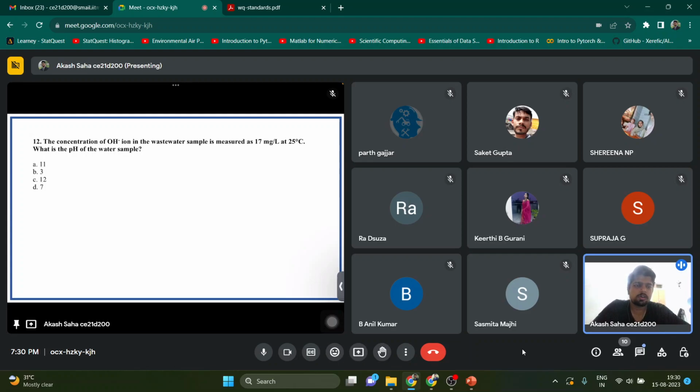So what is the formula for pH? Can anyone tell me what is the formula for pH? I would appreciate if someone else gives me the answer. Yes, negative logarithm of H plus concentration. So you have been given the concentration of OH minus ions.